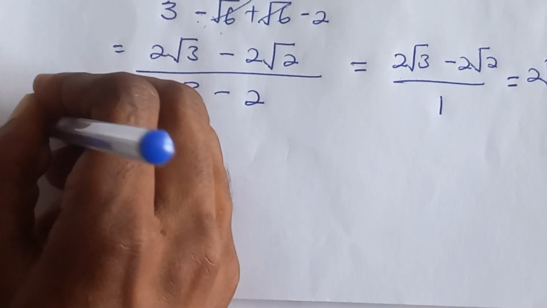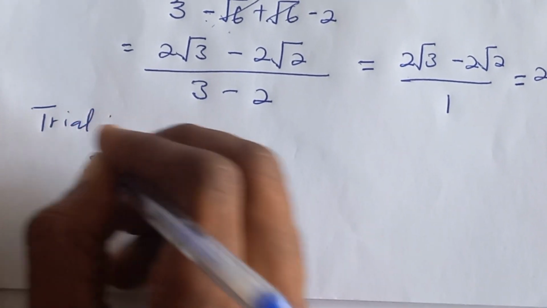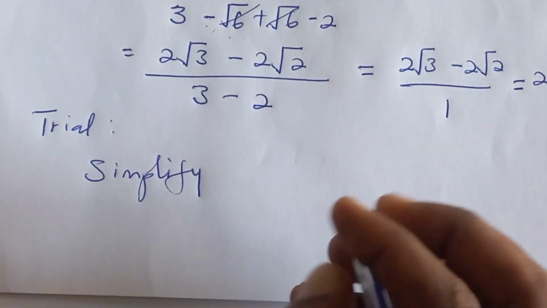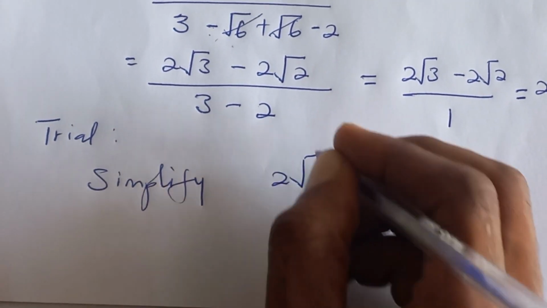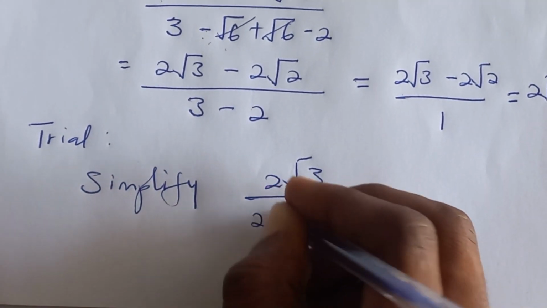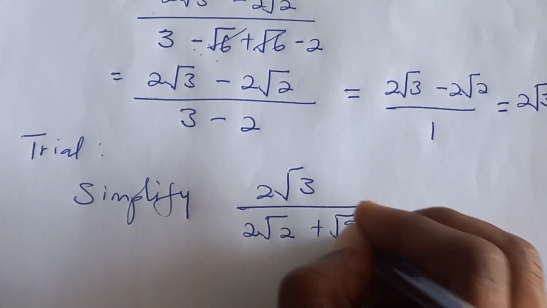So your trial question: simplify 2 root 3 on 2 root 2 plus root 3.